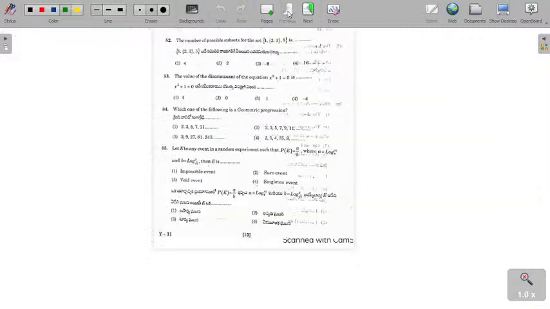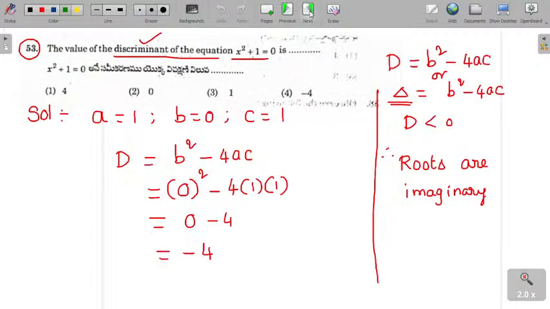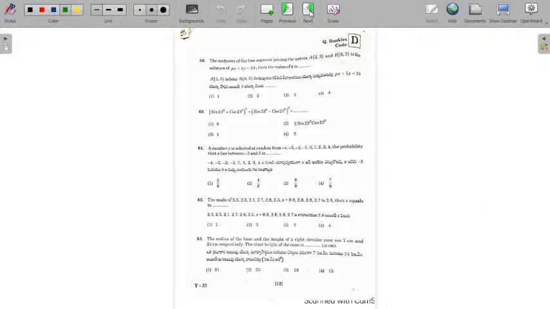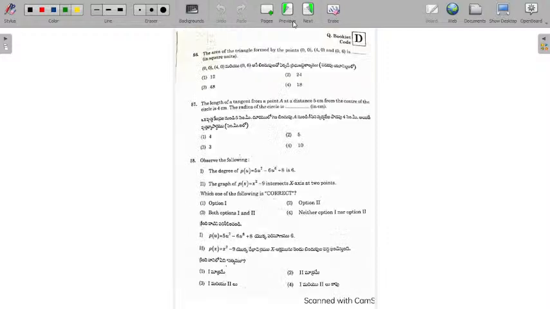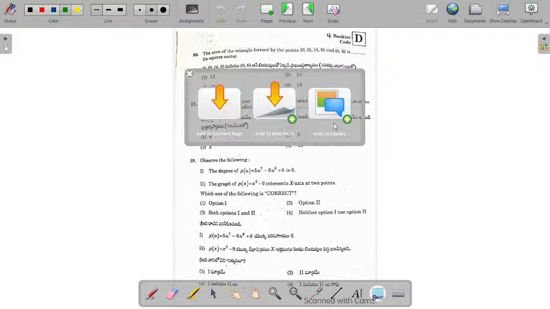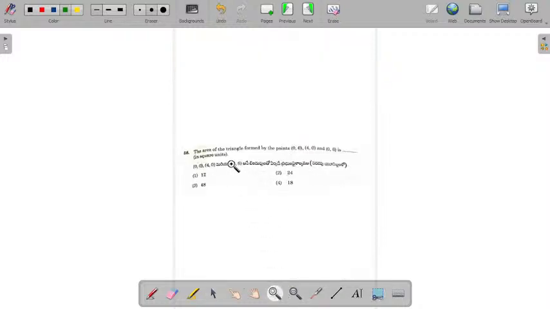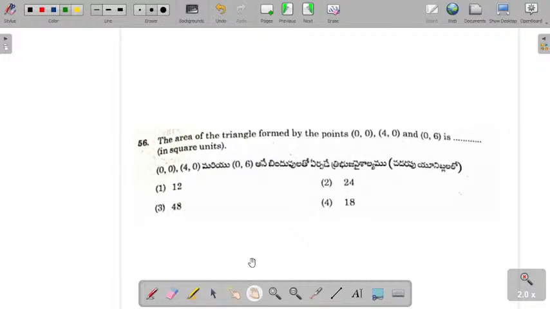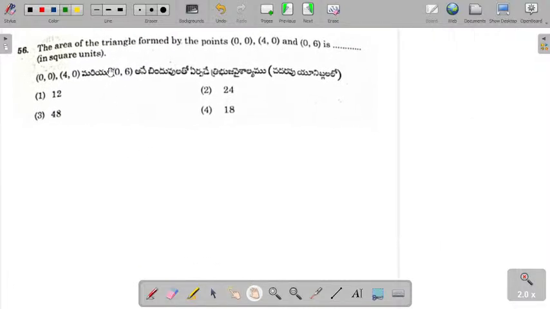So my dear students, let us move to the 56th question. Are you there? This is the 56th question. I hope you can give your answer now. The area of the triangle formed by (0, 0), (4, 0), (0, 6) in square units.